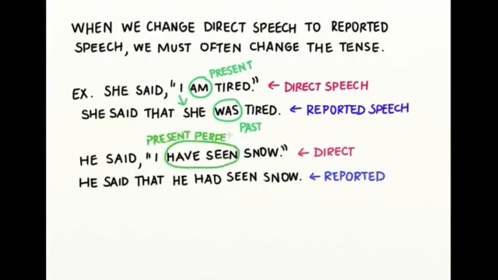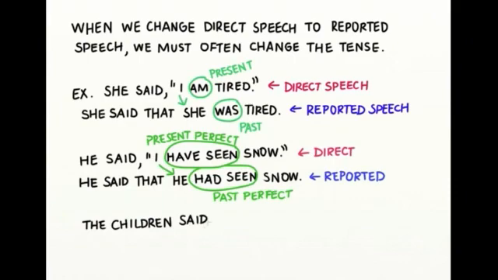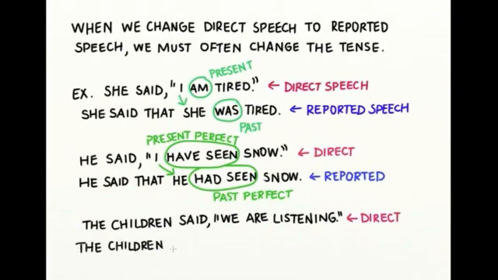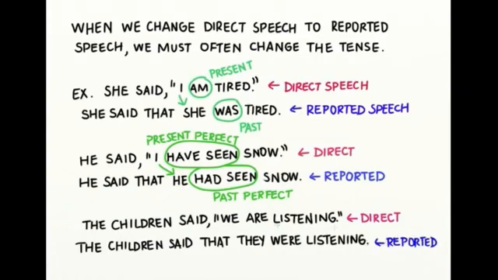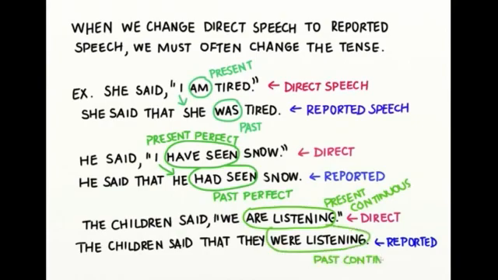Notice the present perfect changes to the past perfect. The children said, "We are listening." This is direct speech. The children said that they were listening. This is reported speech. Notice the present continuous changes to the past continuous.